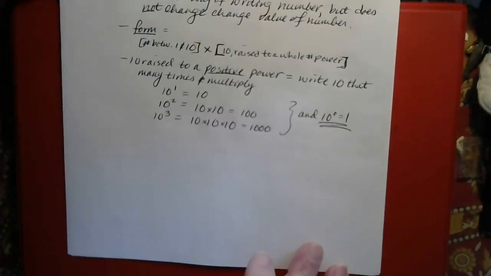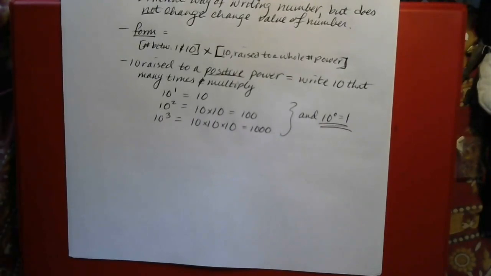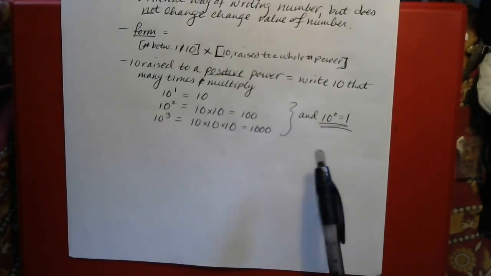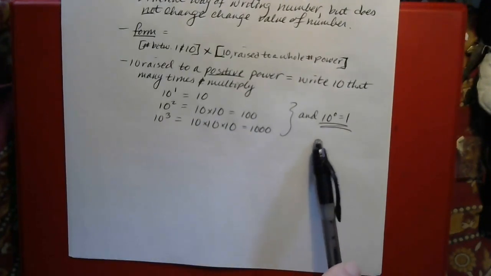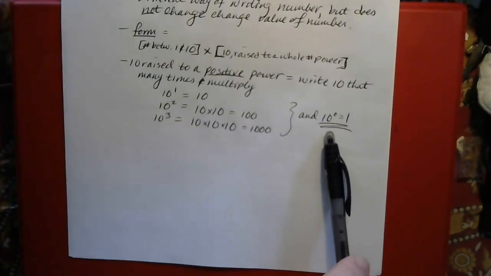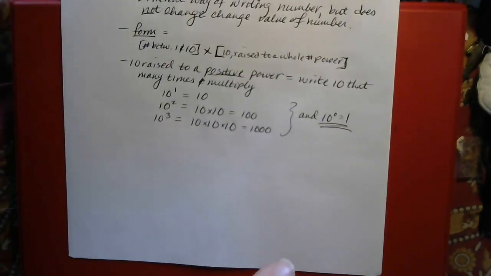And it's also important to remember that any number to the 0 power is 1. That's a definition in math. So 10 to the 0 power is 1. Because that means that if you have something times 10 to the 0 power, you can just drop the 10 to the 0 power because it's just 1. And multiplying something by 1 makes no difference.